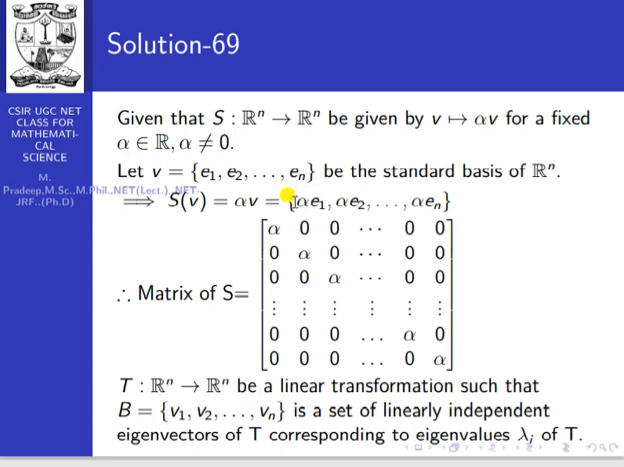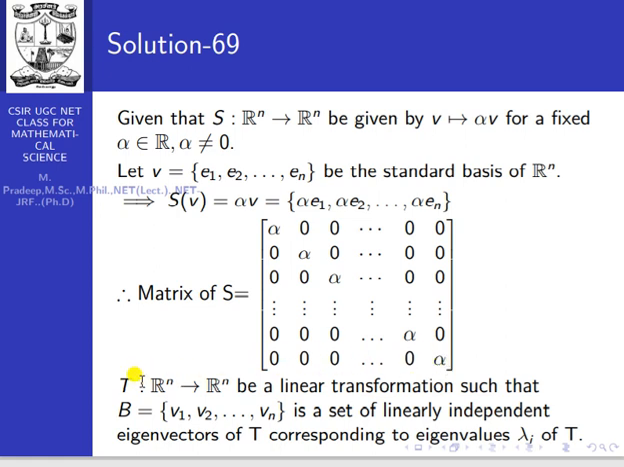In the standard basis, when you multiply by alpha, we get (alpha, 0, 0, ...), (0, alpha, 0, ...), and so on. Alpha en means the nth position is alpha, otherwise 0. So the matrix of S we get is diagonal: the first position is alpha, the second is alpha, the (n minus 1)th row and (n minus 1)th position is alpha, otherwise 0, and the nth position is alpha, otherwise 0.